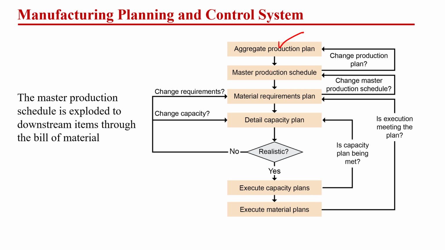Once again, in a different way, once we have the aggregate production plan, then we are going to develop the master production schedule. And obviously, this is going to be changed. We may need to adjust the plan due to the master production schedule. Similarly, once we have the master production schedule, we are going to develop the material requirement planning, which we will discuss later. Again, based on the material requirement planning, maybe we are going to change the master production schedule. And then we are discussing the capacity.